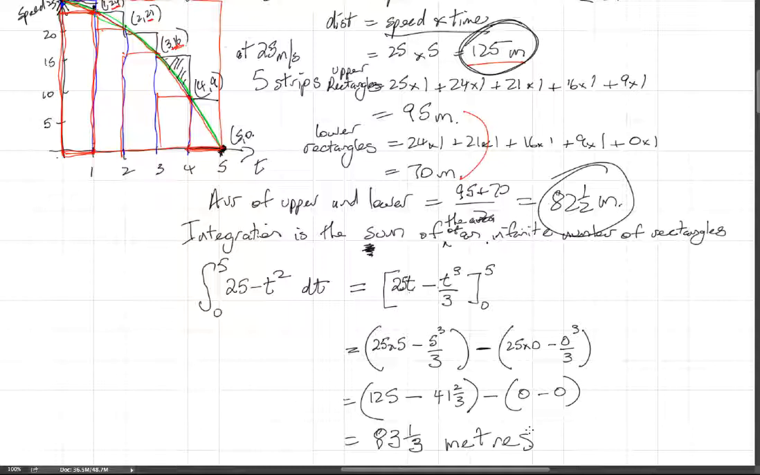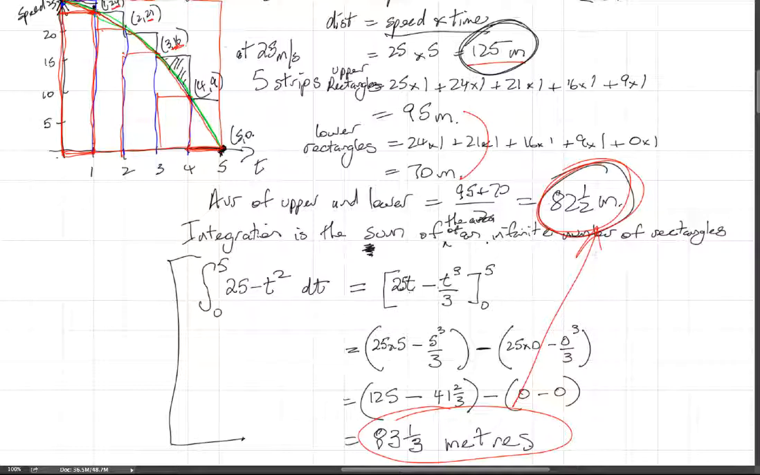Okay, so that's the exact distance, using integral. How does it compare with the rectangles we did, our average of the upper and lower? Well, we got an answer of 82.5. The actual answer is 83 1/3. So that's probably not a bad approximation. If we did 10, we might even get closer to 83 1/3. So that's just an introduction as to what integration is all about.